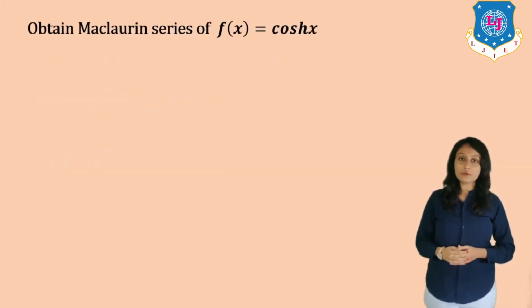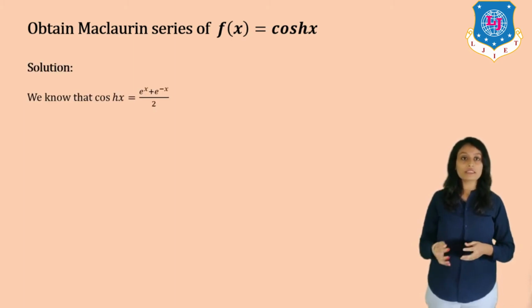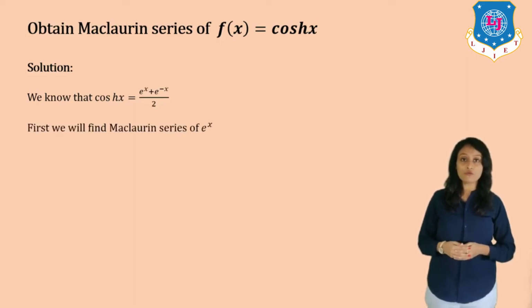Now let's see one more example, that is Maclaurin series of function f(x) equal to cosh x. Now we know that cosh x is (e raised to x plus e raised to minus x) upon 2. So in this example, first we will find the Maclaurin series of e raised to x, then we will find Maclaurin series of e raised to minus x using e raised to x. Later we will add them and divide it by 2 to get the answer of cosh x.